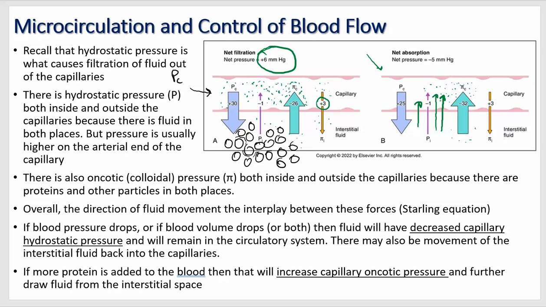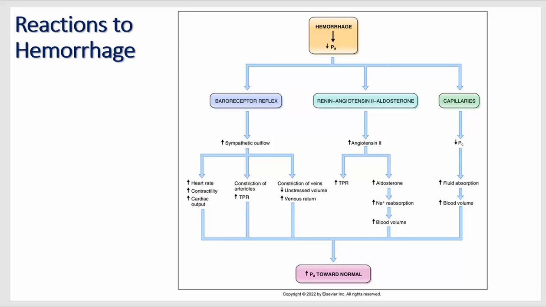All right, let's see, if more protein is added to the blood, then that will increase capillary oncotic pressure. So that's going to maintain your blood pressure. So at least vital organs will have blood pressure, but it's going to be reduced, and perfusion can still be reduced.